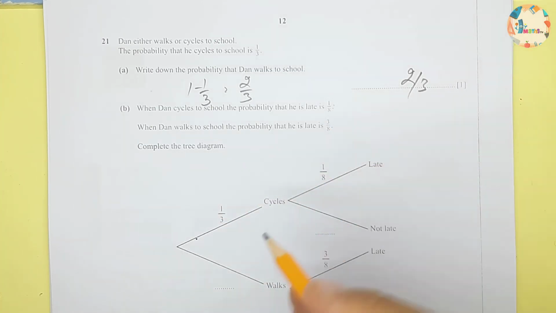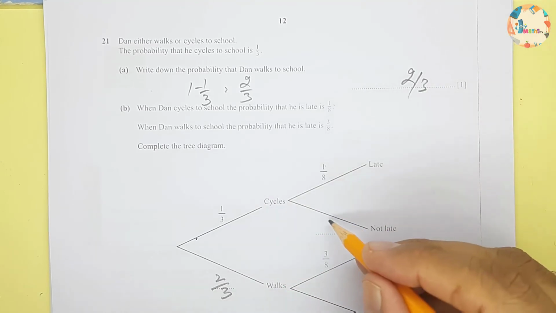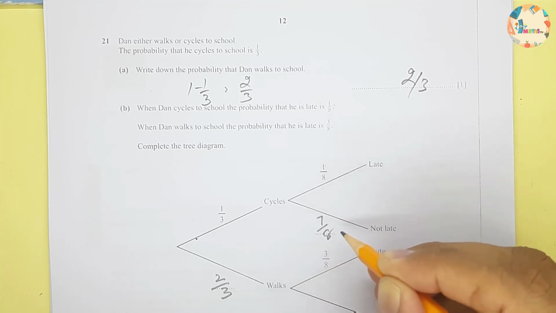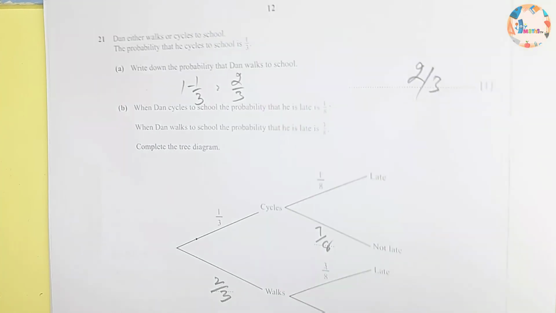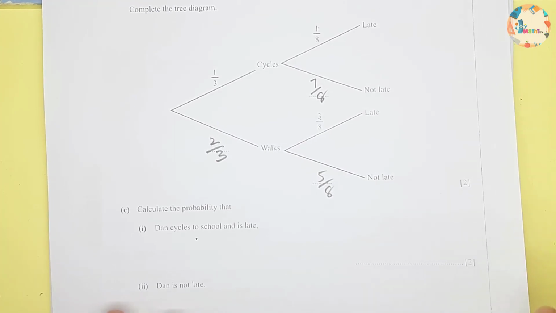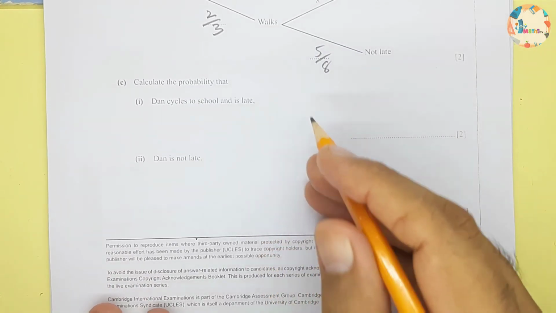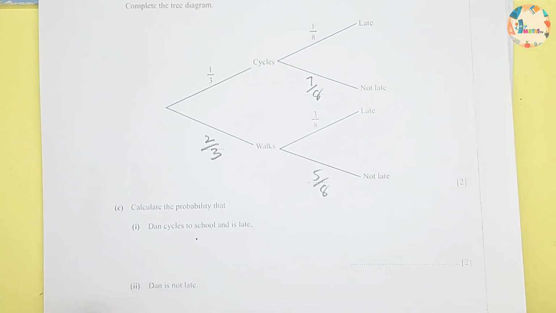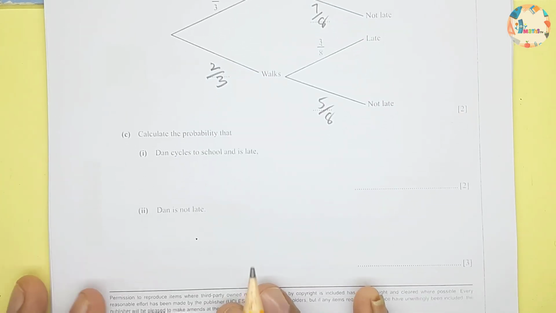Complete the tree diagram. So cycles to school will be 1 by 3, and walks to school will be 2 by 3, which we have found over here. And cycles to school, 1 by 8 will be late, and not late will be 7 by 8. And this will be 3 by 8, so this will be 5 by 8. Hopefully you understood how we have written these probabilities. And then they are saying calculate the probability that Dan cycles to school and is late. So cycles to school will be this one, and late will be this one. So 1 by 3 into 1 by 8.